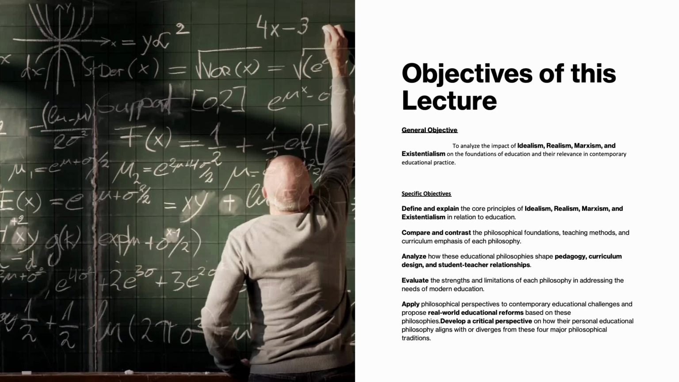The specific objectives of this lecture are: number one, to define and explain the core principles of idealism, realism, Marxism, and existentialism in relation to education. Second, compare and contrast the philosophical foundations, teaching methods, and curriculum emphasis of each philosophy. Third, analyze how these educational philosophies shape pedagogy, curriculum design, and student-teacher relationships. Fourth, evaluate the strengths and limitations of each philosophy in addressing the needs of modern education.